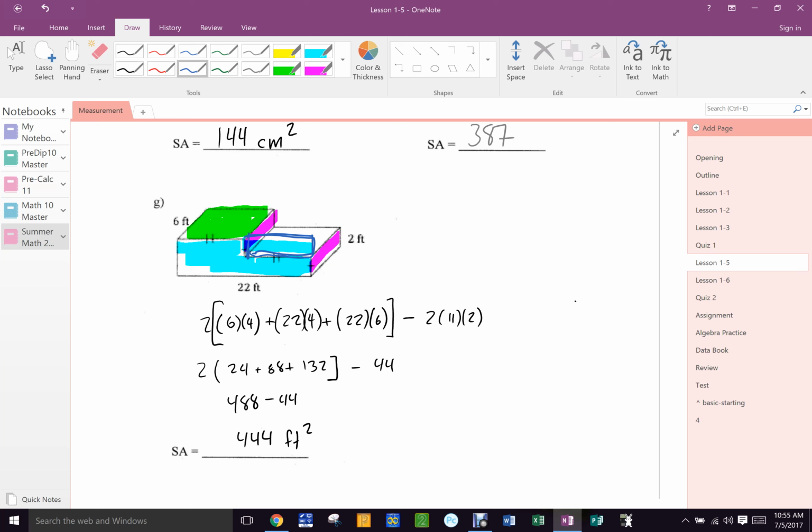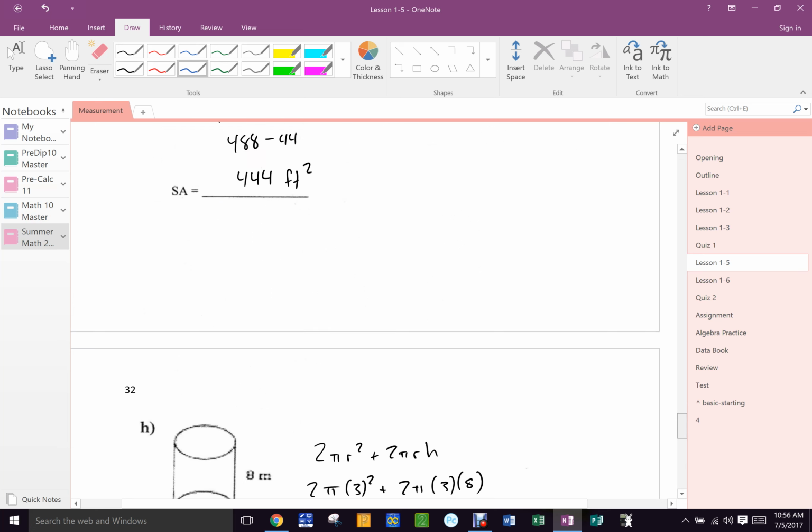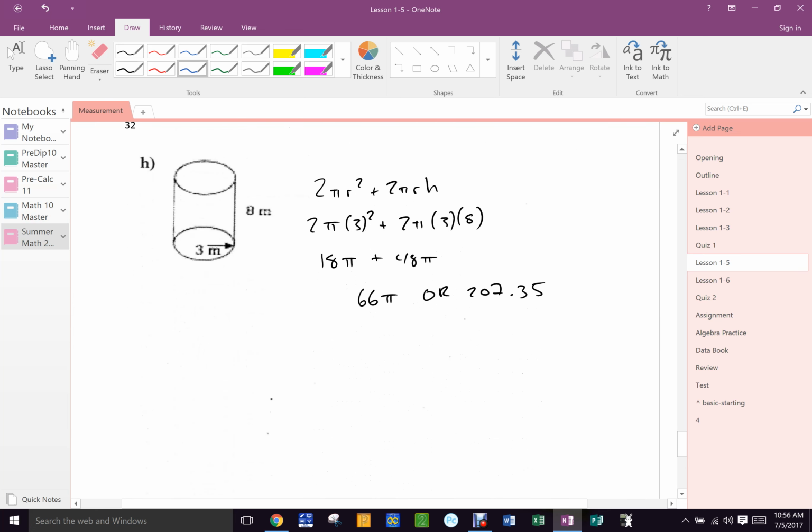But let's say you're not very good at thinking about what you're doing. Can you still get by just following the formulas? Of course you can. Everybody cool? Okay. This one was pretty easy. It was just filling in the formula. It was either 66 pi or 207.